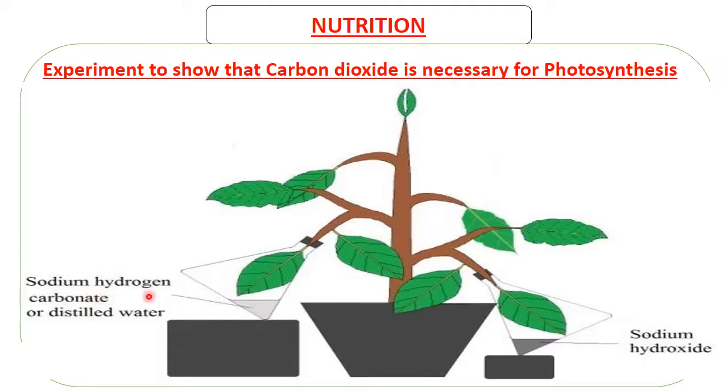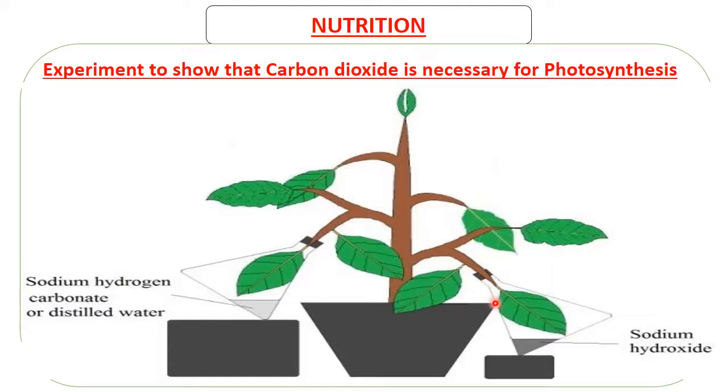The first one is sodium hydrogen carbonate or distilled water. So these two make sure that there is enough carbon dioxide here. But the other one on the other side is sodium hydroxide, which absorbs all the carbon dioxide. So I want to see if we're going to have a positive test for starch here or here.